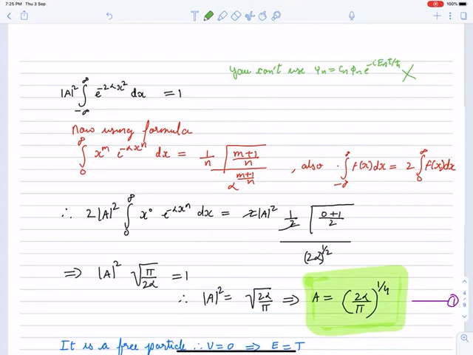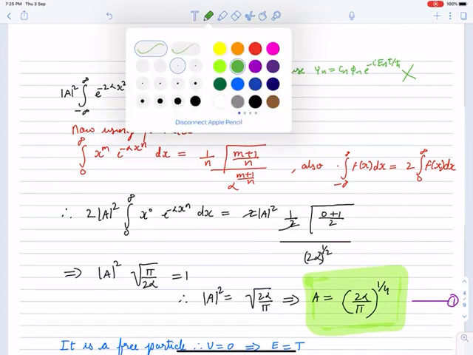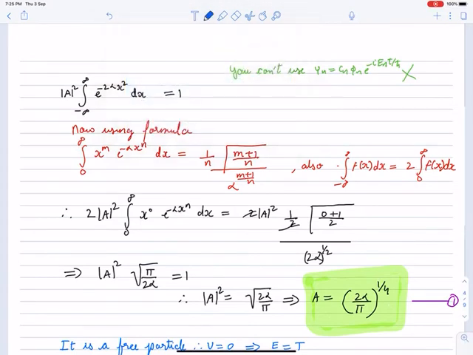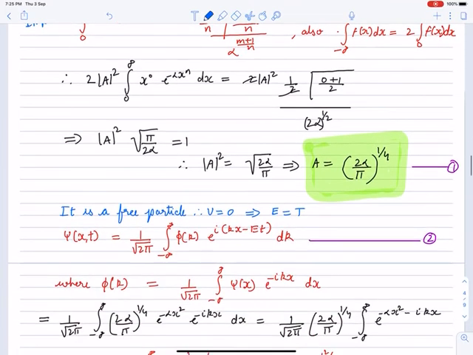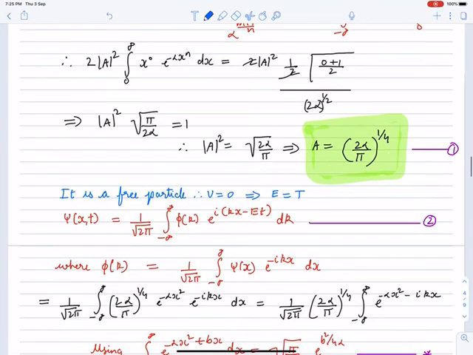I can highlight it too. Wait a minute. Important. This is a very important formula. With this you can calculate A, that is your normalization constant.